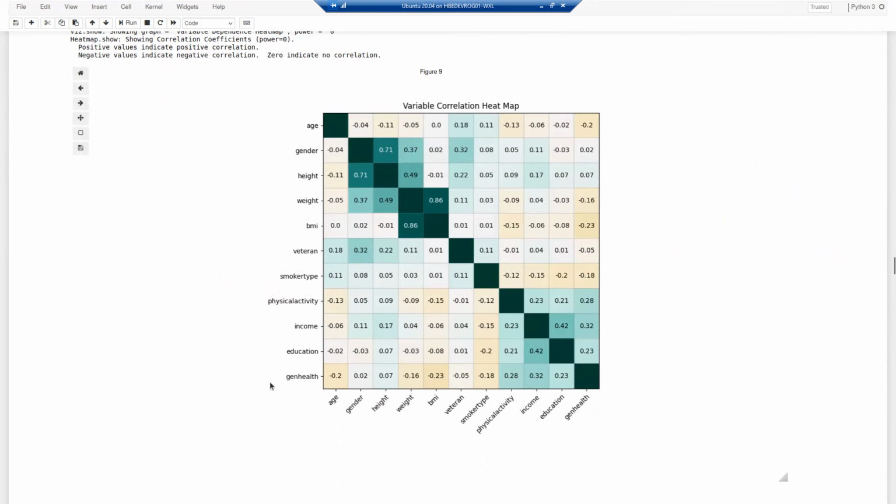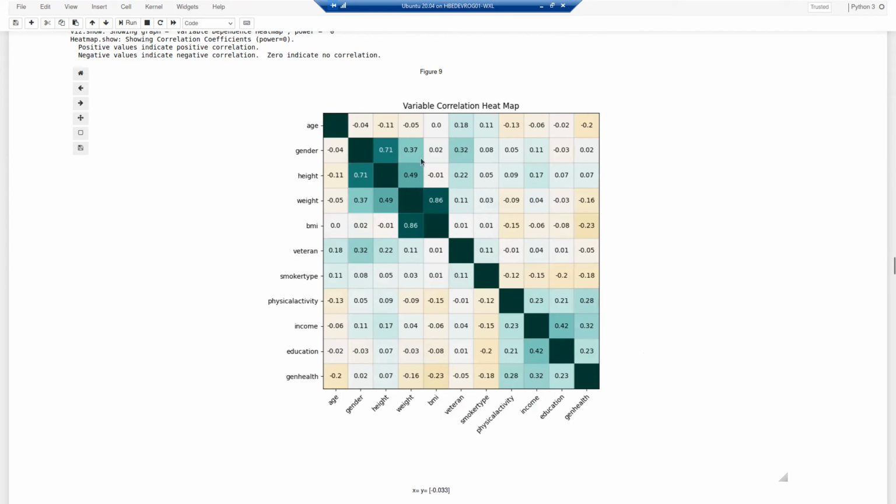So, for example, if we start with the bottom line here, general health, we can see that it's negatively correlated with age. It's very slightly positively correlated with gender, which means that males report very slightly better health. It's correlated with height. That's interesting. It's negatively correlated with weight and BMI, as one might expect. Very slightly negatively correlated with being a veteran, negatively correlated with smoking, positively correlated with physical activity, income, and education.